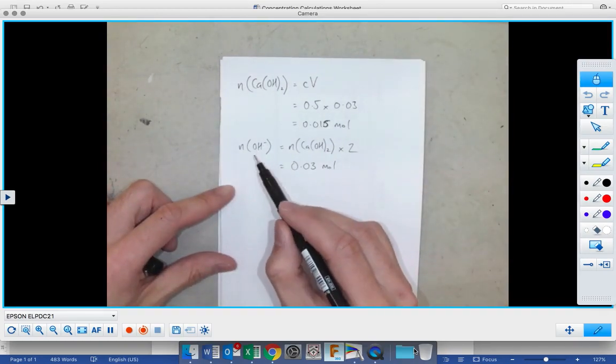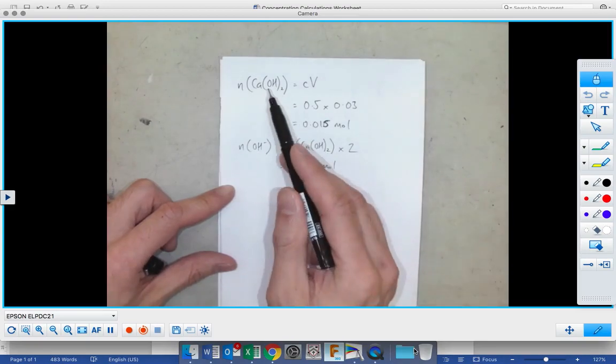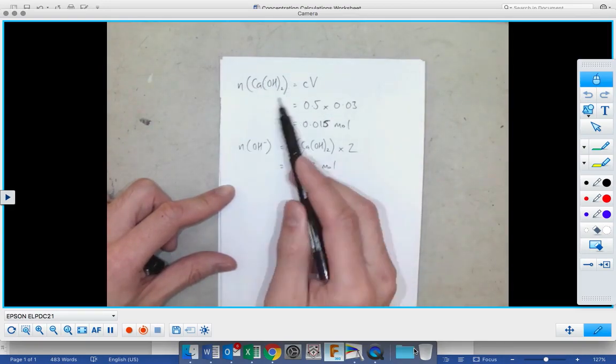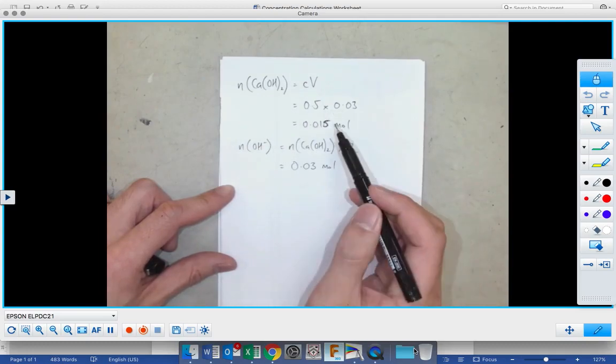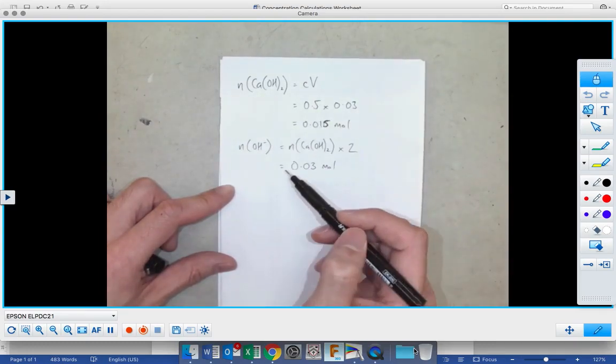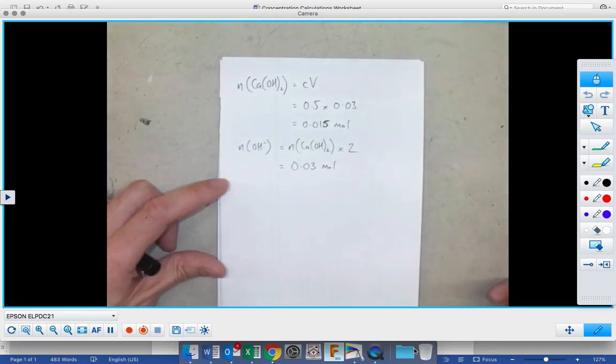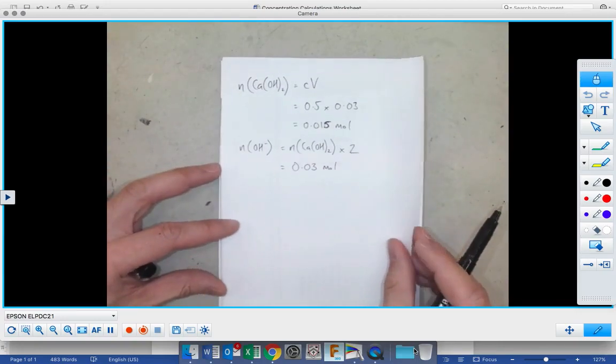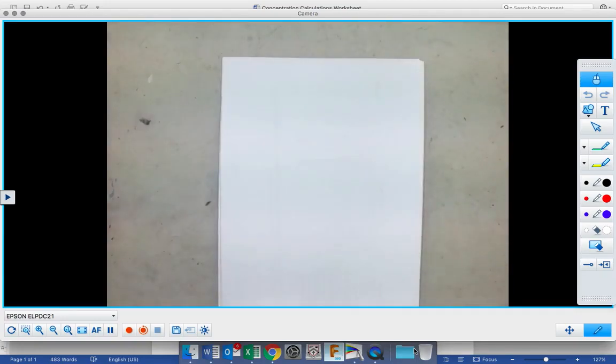So you must read the question. What am I looking for? I'm looking for the number of moles of OH-. But what am I given? I'm given the information about calcium hydroxide. So I have to take the information about calcium hydroxide and turn it into information about the hydroxide. Let's do the next one.